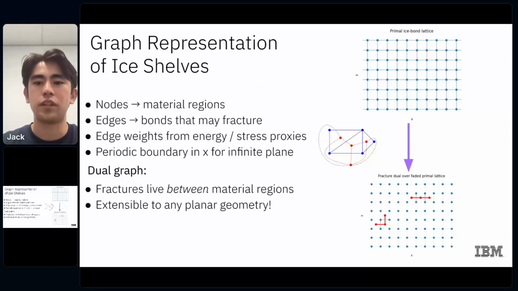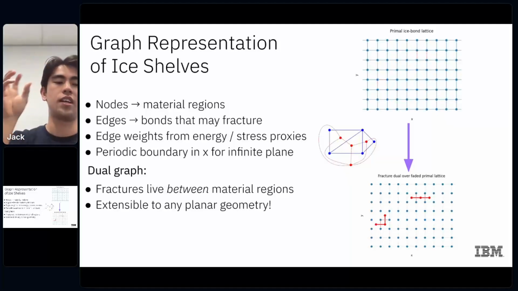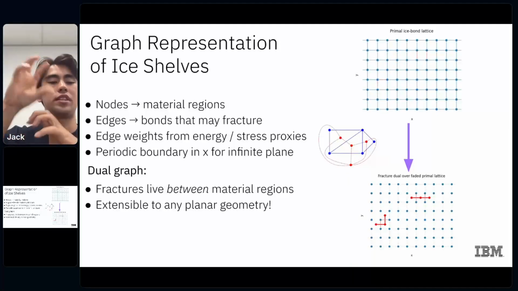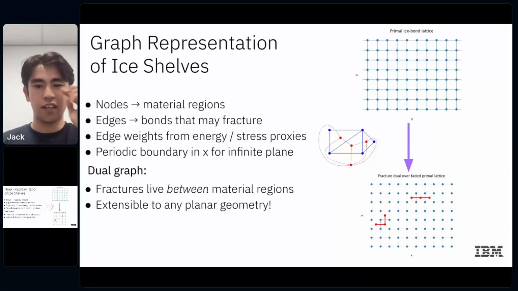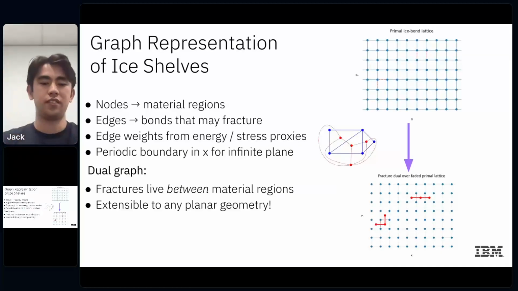For our pipeline, we start with a square lattice representing a volume of ice. These nodes represent material regions, so little blocks of ice. The edges on this graph are the bonds that connect these different volumes of ice. We also place edge weights on these based on the release energy, which we'll look at in the QAOA part. There's also a periodic boundary condition, so it's actually a looped sort of cylinder, if you like. This simulates an infinitely long plane, meaning we can get rid of any edge effects of the lattice.